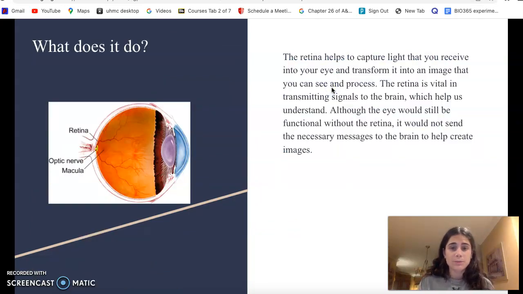So what does it do? The retina helps to capture light that you receive into your eyes and transform it into an image that you can see and process. The retina is vital in transmitting signals to the brain, which helps us understand. Although the eye would still be functional without the retina, it would not send the necessary messages to the brain to help create images.